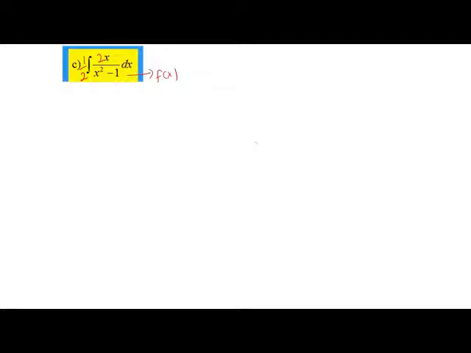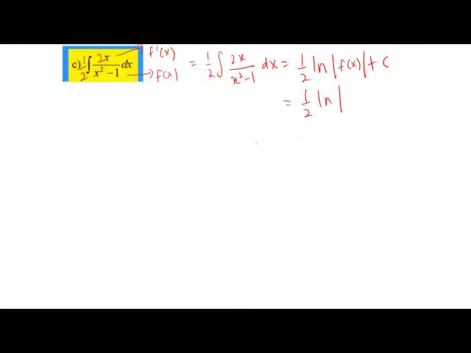Next, we already have our numerator side as f prime x. After we apply the previous rule, we're going to have half the integration of 2x over x squared minus 1 dx is equal to half ln of f x plus c, where we know that our f x here is x squared minus 1.